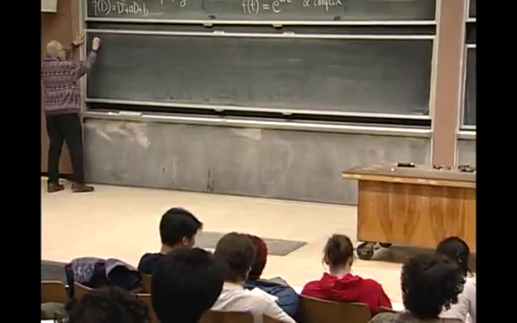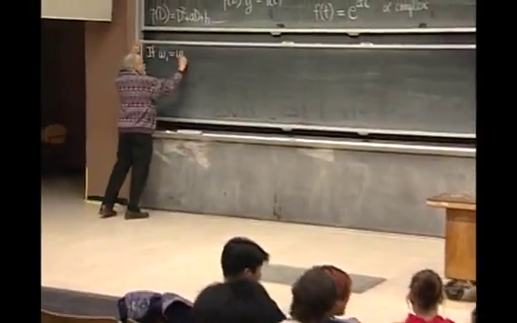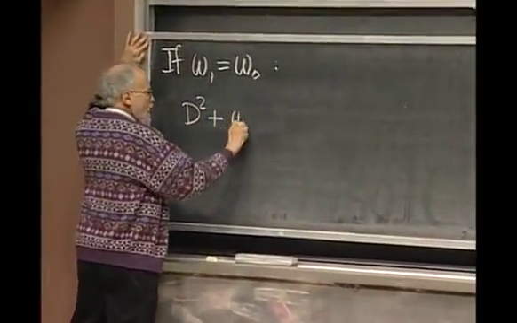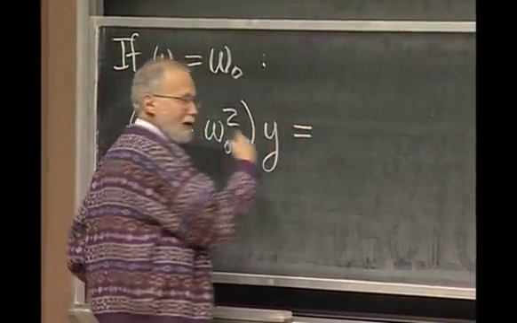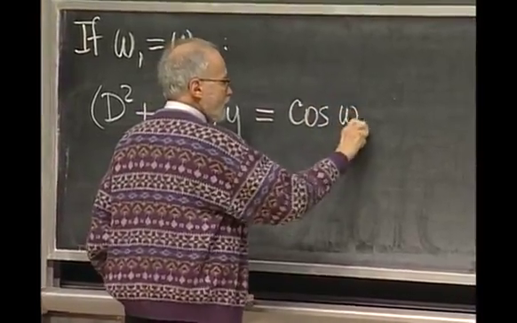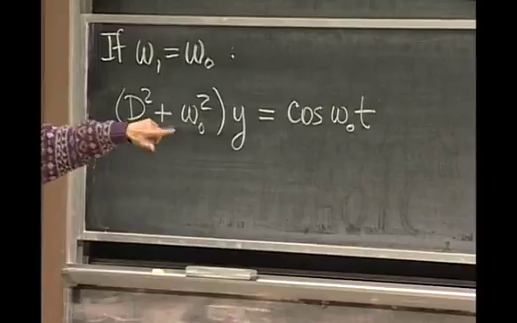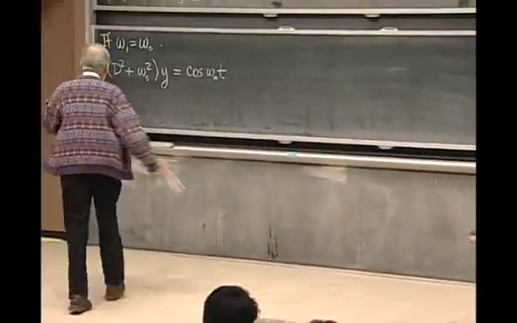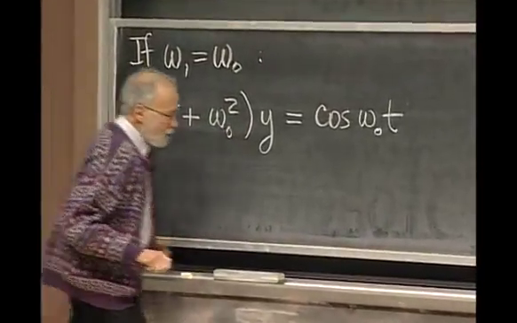So if omega 1 equals omega naught, now our equation looks like D squared plus omega naught squared, the natural frequency, y. But this time the driving frequency, the input frequency, is omega naught itself. Then the same analysis, a lot of it is, well, no, I'd better be careful. Let's go through the analysis again very rapidly.